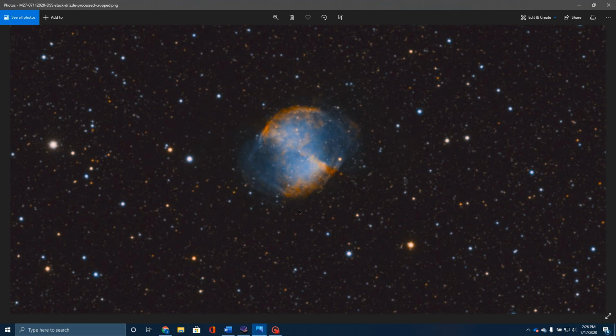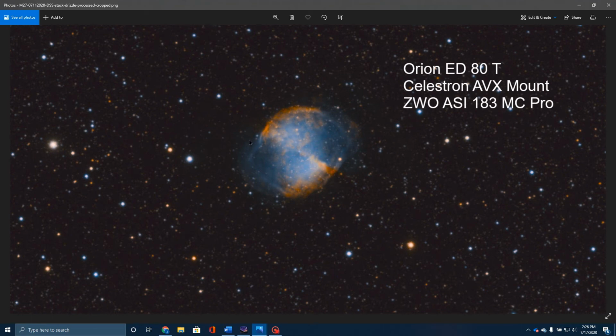I bring that up about the knots to kind of lead towards what we're going to look at next week. This is M27. Before I talk about what I'm going to show you next week, which is probably the best picture that I've ever taken, let me just point out one other thing about this.